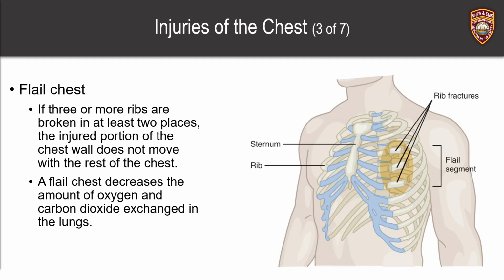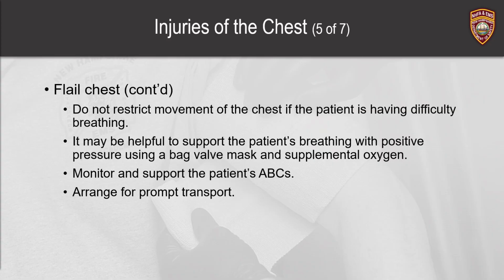paradoxical motion. And that's why it's called a flail chest, because it seems to flail in the opposite direction of breathing. But the important thing to remember here is that if the chest wall isn't moving in the direction of breathing, you're not going to breathe very well. And so a flail chest decreases the amount of oxygen and carbon dioxide that are exchanged in the lungs, and it's going to cause a breathing problem that will progressively become worse as the patient continues to have difficulty breathing.